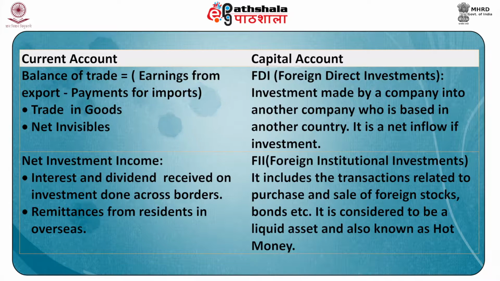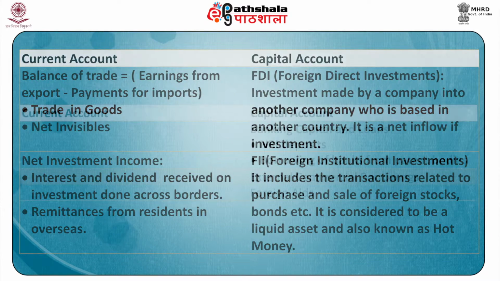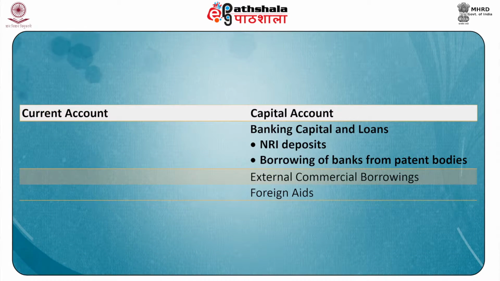Under the capital account, we have foreign institutional investment, which includes the transactions related to purchase and sale of foreign stocks, bonds, etc. It is considered to be a liquid asset and is also known as hot money. We also have banking capital and loans, which are NRI deposits and borrowing of banks from parent bodies. Then we have external commercial borrowings and foreign aid.